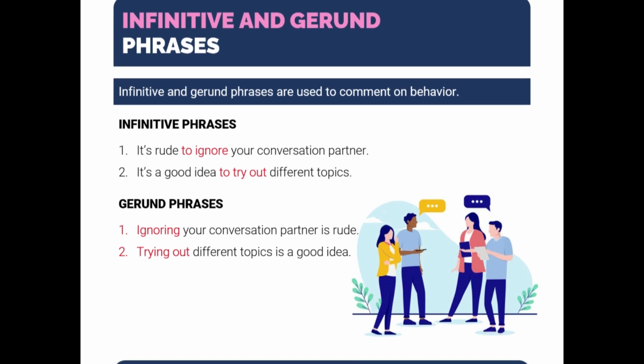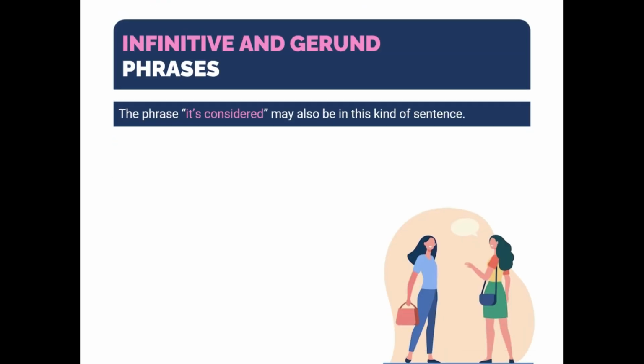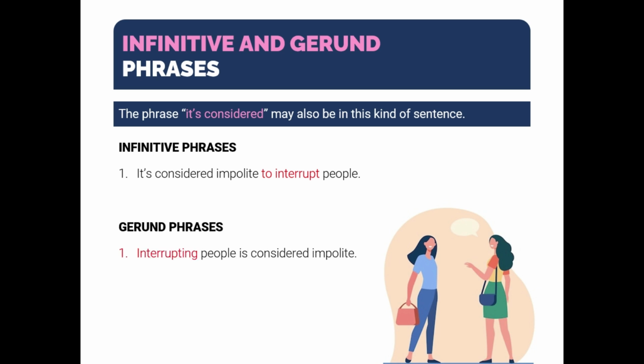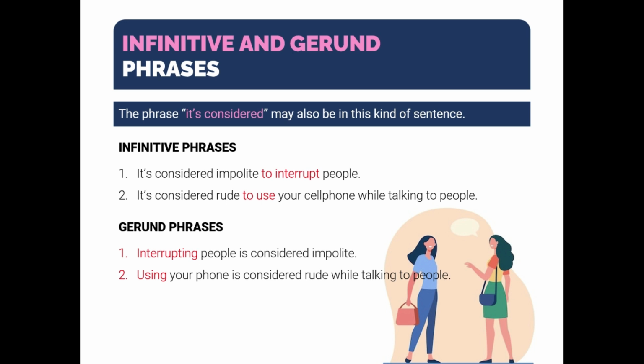Now, using the previous formula, we will attach the phrase "it is considered" to add more emphasis to social customs. For example, number 1, it is considered impolite to interrupt people. Now let's restate that into a gerund phrase, saying, interrupting people is considered impolite. Number 2, it is considered rude to use your cell phone while talking to people. Changes to, using your phone is considered rude while talking to people.